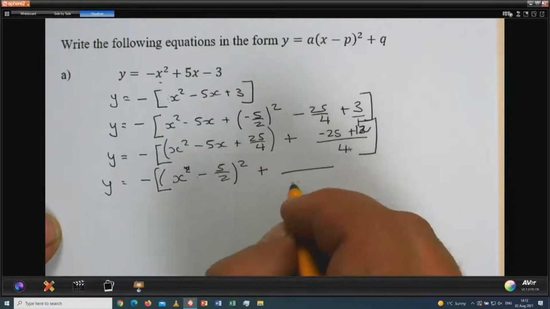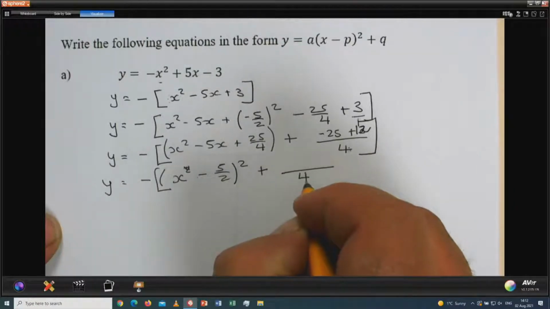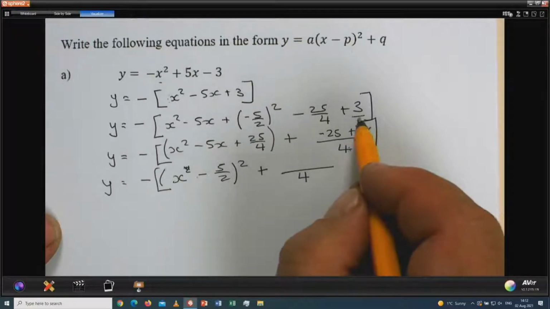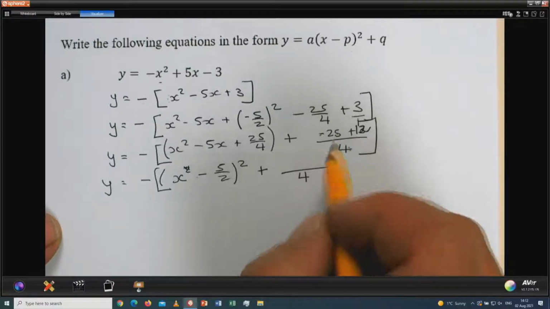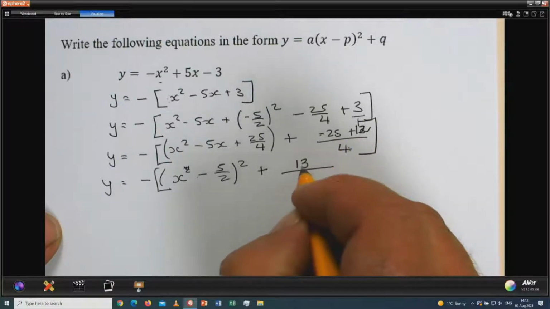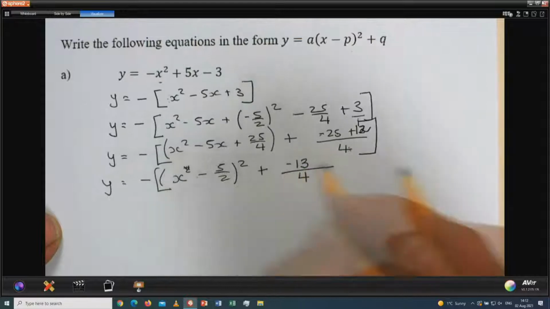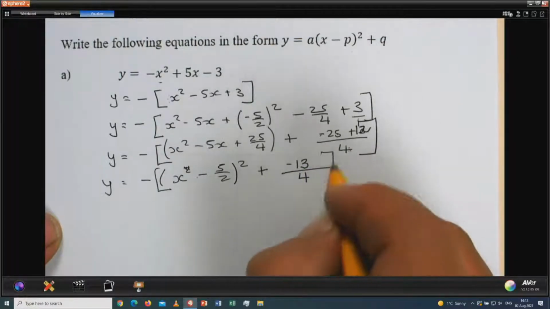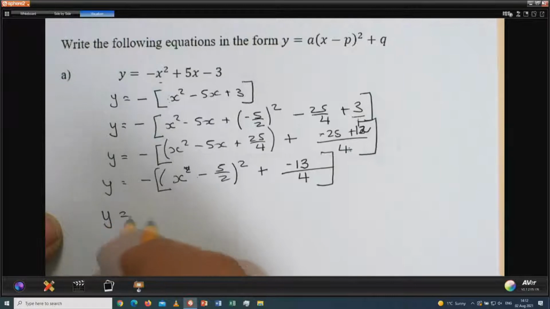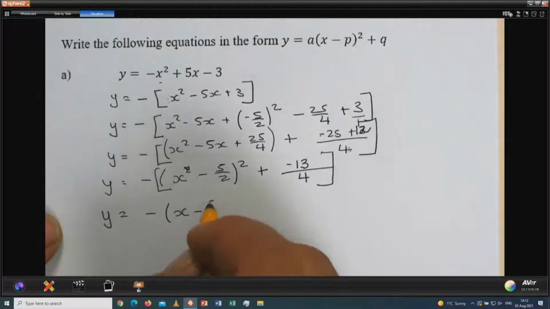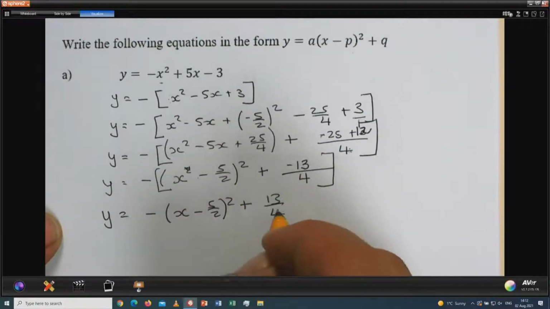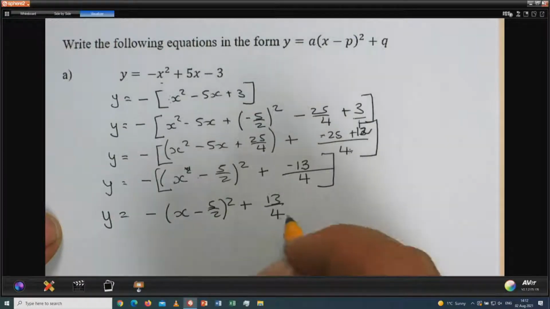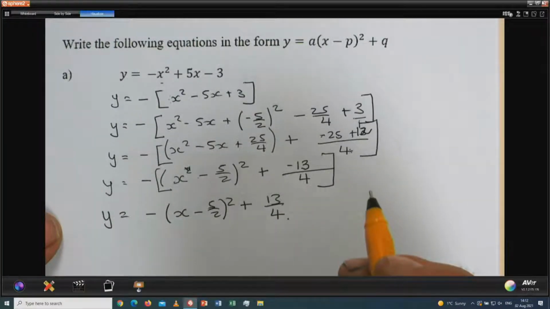The LCD here is equal to 4, and we said in this case 12 minus 25 will give you negative 13, so it becomes negative 13, and now we can multiply in by the negative. So y is equal to negative bracket x minus 5 over 2 to be squared, negative, and a negative becomes plus 13 over 4. Right, and then 13 over 4 is equal to 3 1/4.